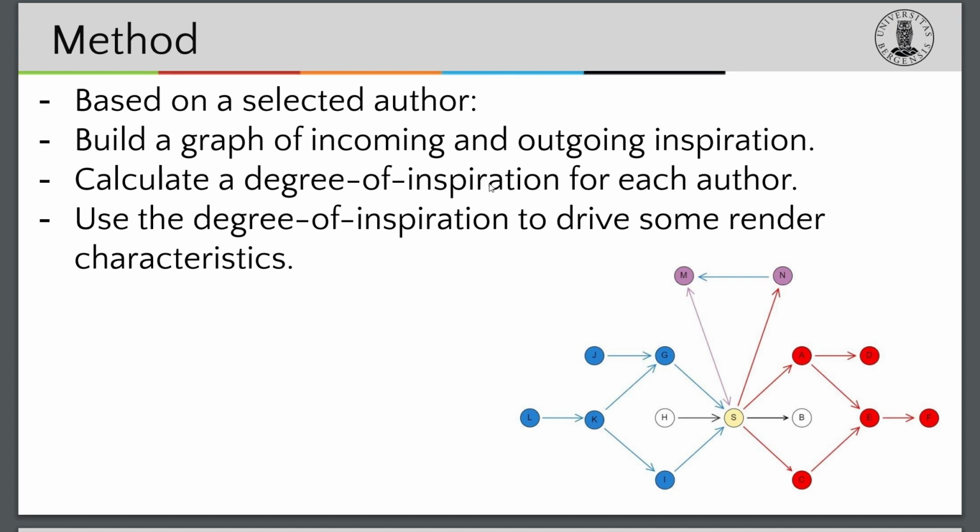So to do this, based on some selected author, we first must build a graph of incoming and outgoing inspiration, these 2 trees. And then for each author, we calculate a degree of inspiration. Then we can use this to drive some rendering characteristics.